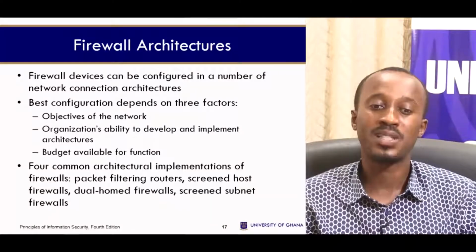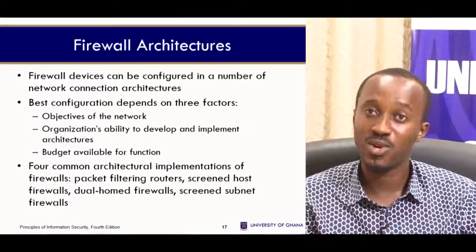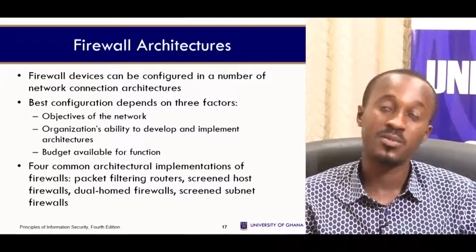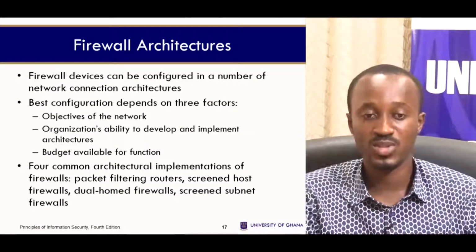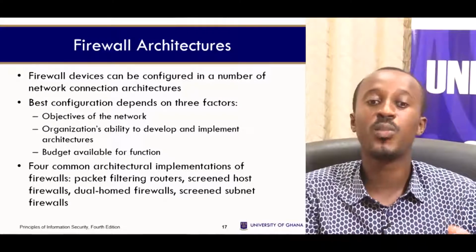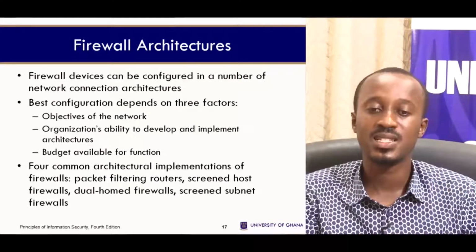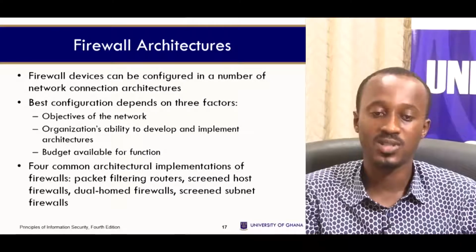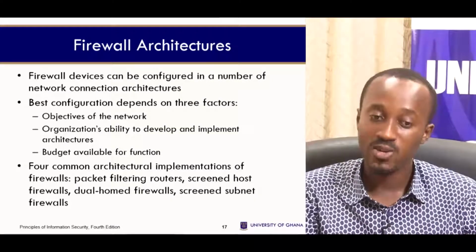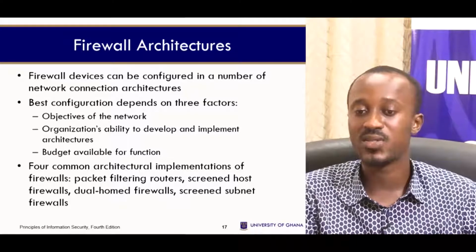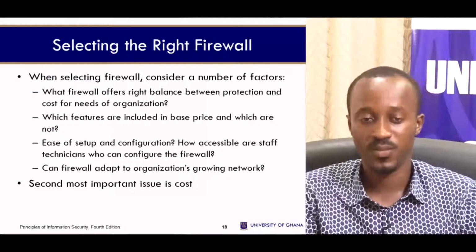Then you look at the budget availability for the function, because every firewall implementation comes with a cost. So you might want it, but if you can't afford it, you will not have the opportunity to use it. Now we have 4 common architectural implementations of firewalls. So we have the packet filtering routers, the screened host firewalls, the dual-homed firewalls, and the screened subnet firewalls, just to mention them.